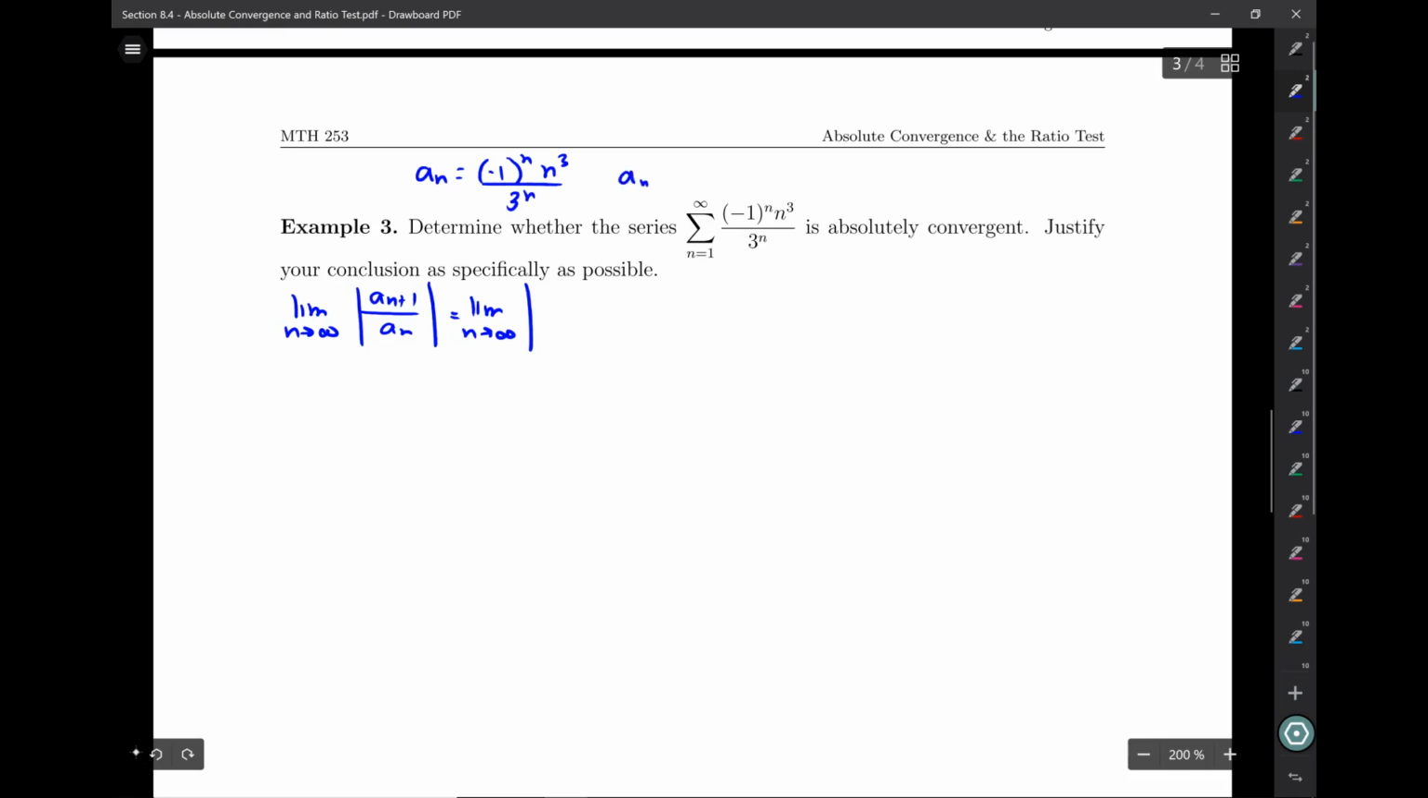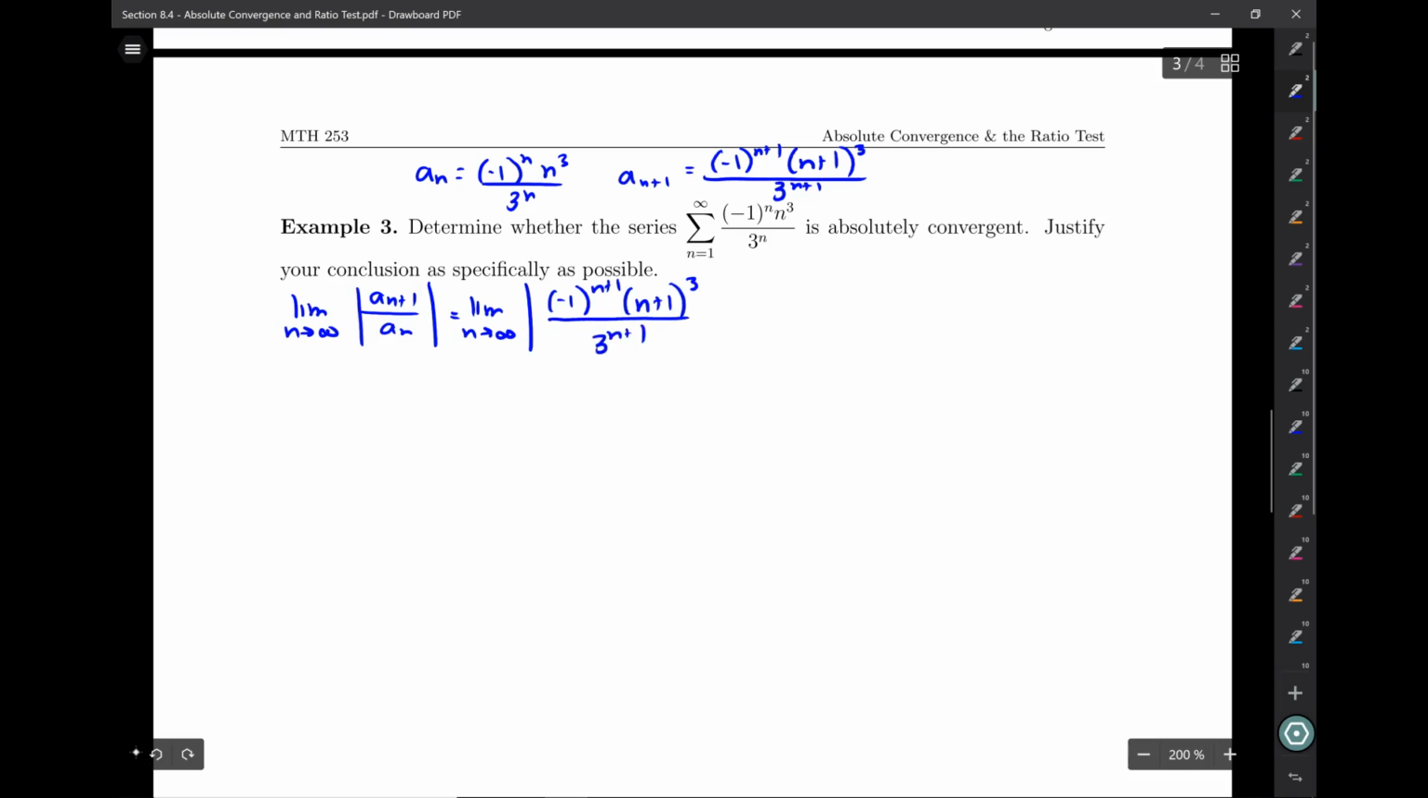The next term, a sub n plus 1, it's just like when we are plugging in 3 or 4 or 7 or whatever, right? We're plugging in whatever this is for n. And so that means in this case, anywhere we see an n, we're going to plug in an n plus 1. So this would be negative 1 to the n plus 1, n plus 1 quantity cubed, divided by 3 to the entire quantity n plus 1. Okay? That's going to be really important that we feel comfortable doing that as we go through the ratio test.